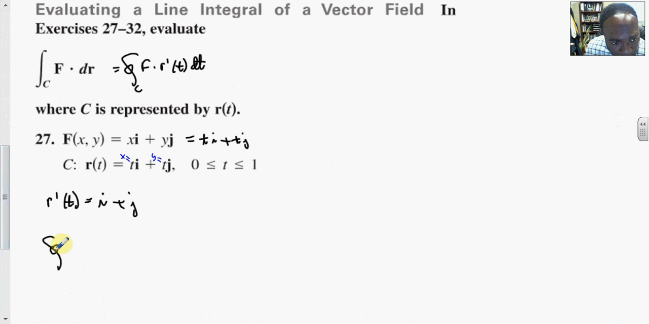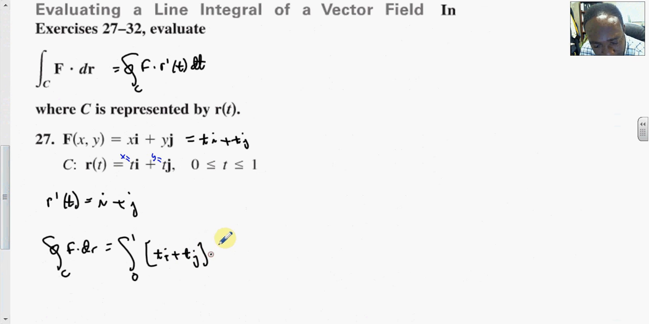So this line integral over the curve of F dot dr is the integral from 0 to 1. Here the function F is ti plus tj. This dot product with dr, excuse me, and dr is r prime of t dt. Well, r prime of t is i plus j, and then here this is dt.